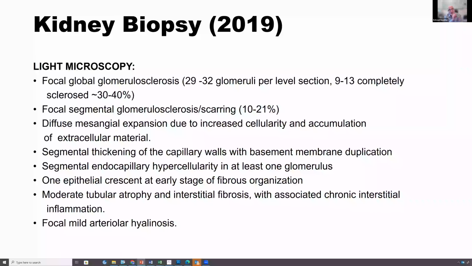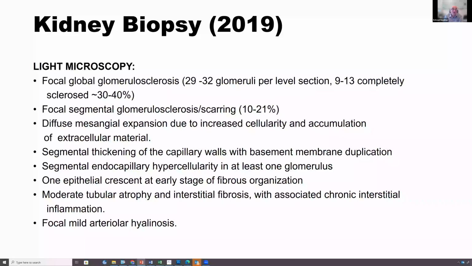And also there was segmental thickening of the capillary walls with segmental duplication of the glomerular basement membrane with segmental endocapillary hypercellularity, at least in one glomerulus, and one cellular crescent or incipient crescent that was moving to a little bit of chronicity with a fibrous component. There was decent, moderate tubular atrophy and interstitial fibrosis as well in the renal parenchyma, and focal mild arterial hyalinosis.